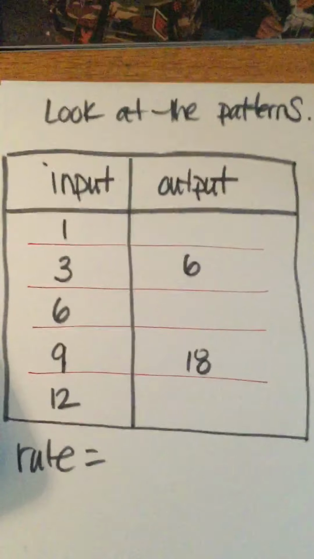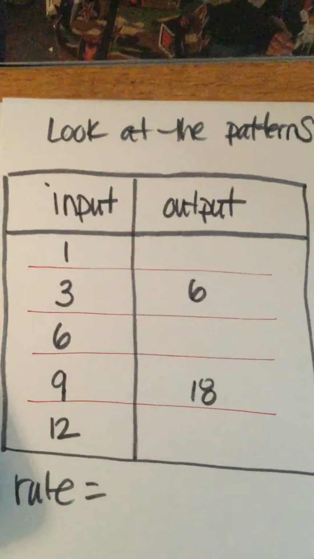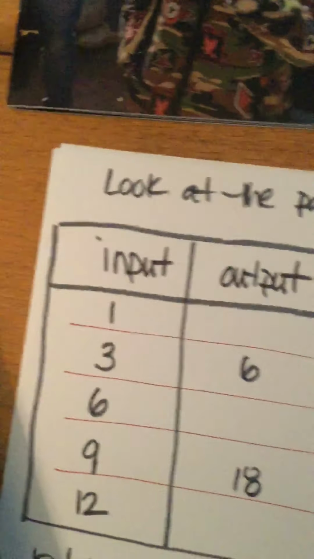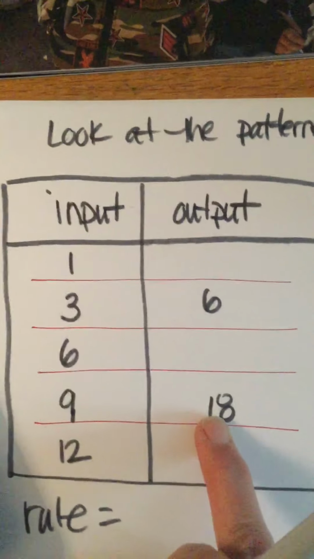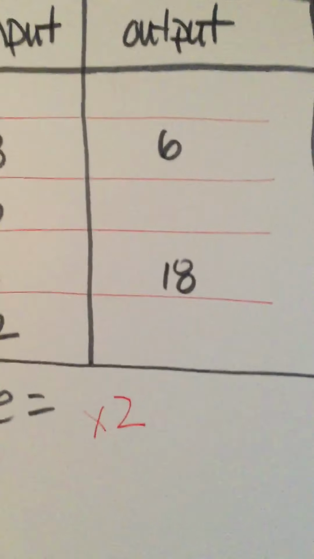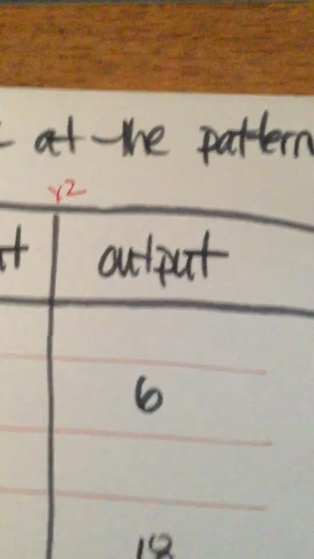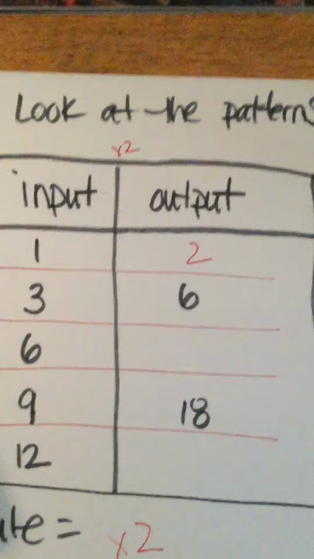I'm going to keep looking at my numbers and I'm going to go, oh, wait a second. I know these are multiples and I know that 3 times 2, or the double of 3 actually is 6. Same rule applies here. 9 times 2 is 18. So I'm going to test out my rule. And I'm going to put in my rule times 2, multiplying it by 2. So I'm also going to put a little reminder up here, times 2. So I know 1 times 2 is going to be 2.